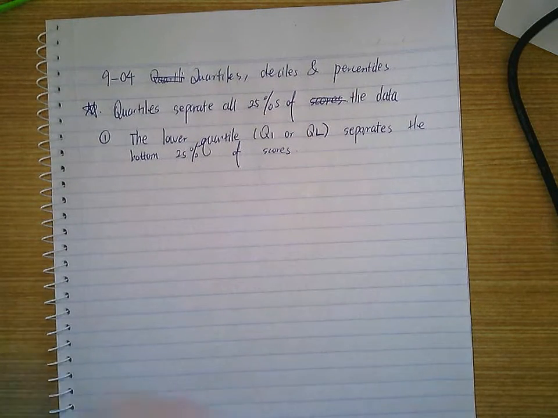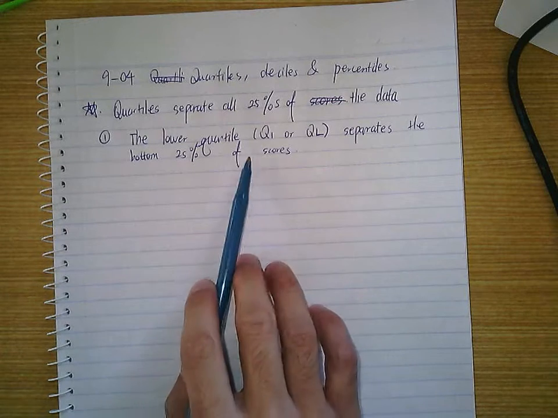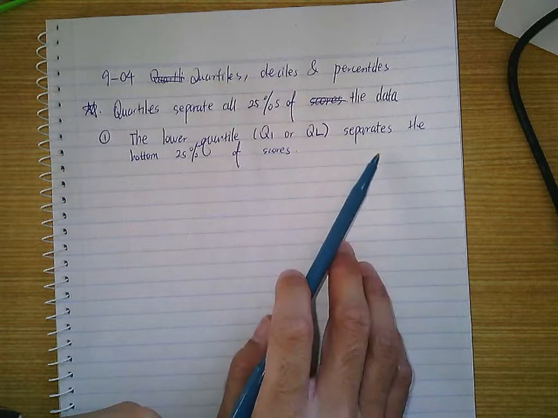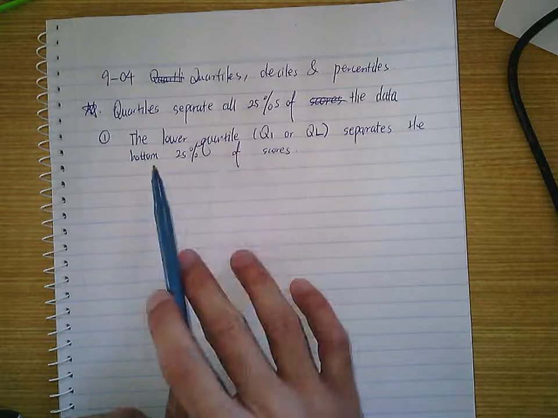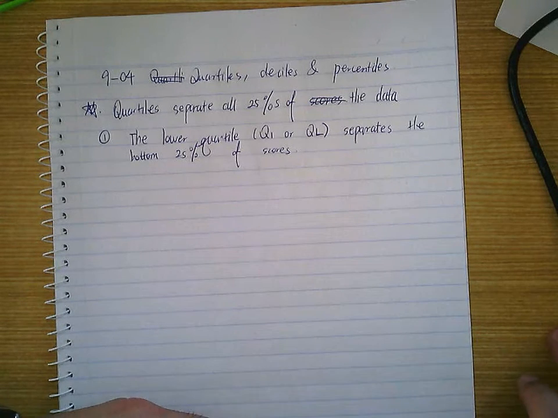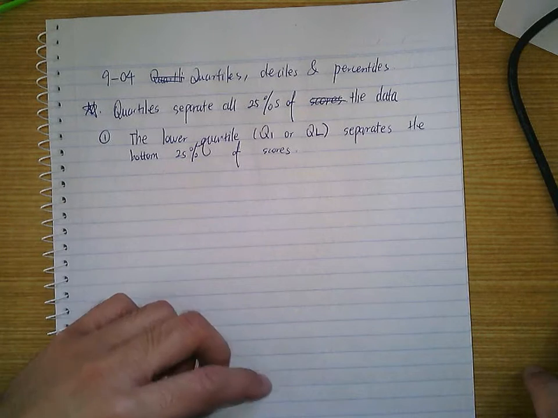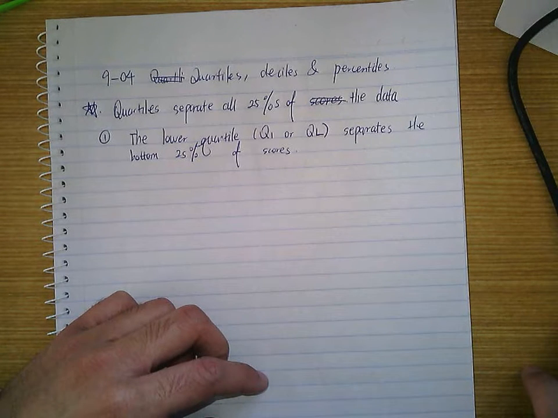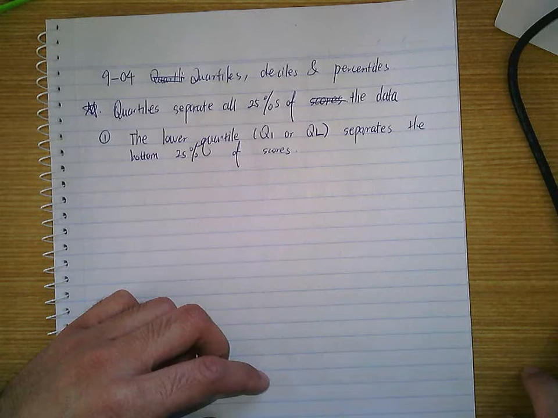So in other words, now let's have a look. Q1, which is the lower quartile, it separates the bottom 25% of scores. Now we have done this in year 10, so it is basically the first line of the box and whisker plot. This is the second piece of information in the so-called 5-figure summary.